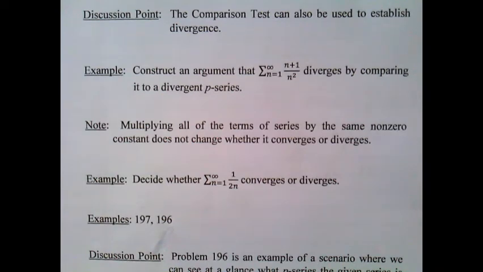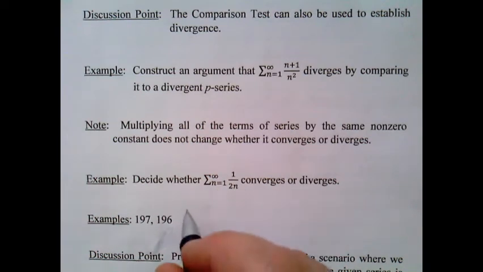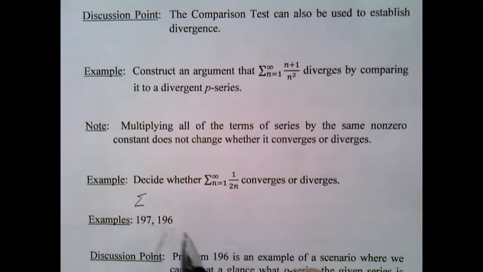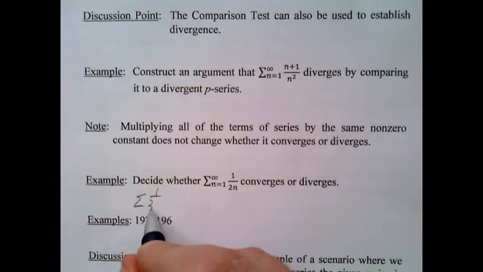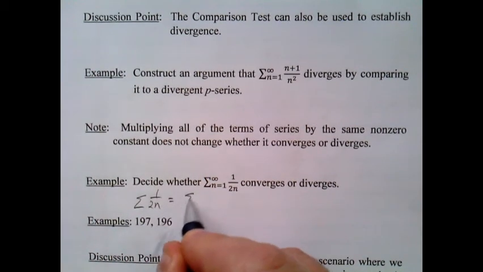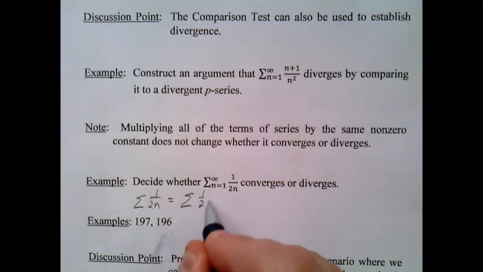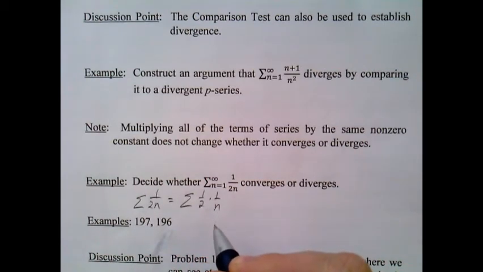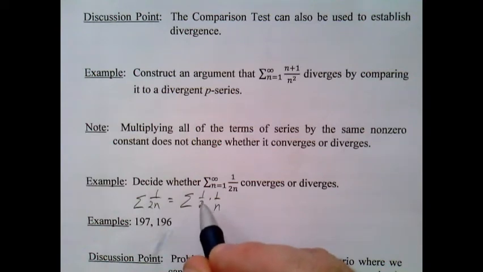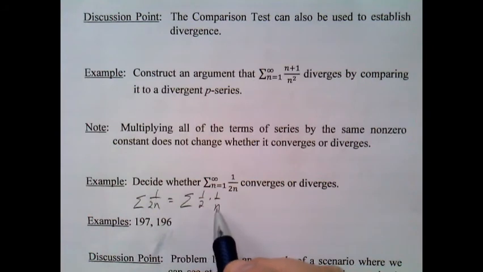So, for example, if I look at a series where the nth term is 1 over 2n, I can immediately rewrite that as a series where the nth term is 1/2 times 1 over n. But now I can kind of ignore the 1/2 since it's a constant multiplier and say, hey, without the 1/2, this is clearly a divergent p-series.